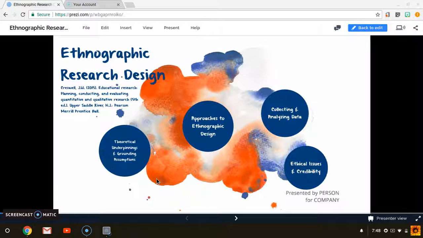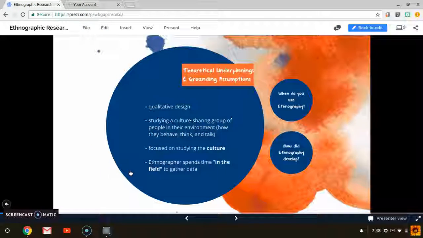Hi everyone! This presentation will be on ethnographic research design, which reflects Chapter 14 of Creswell's book on educational research. We will start with the theoretical underpinnings and grounding assumptions.